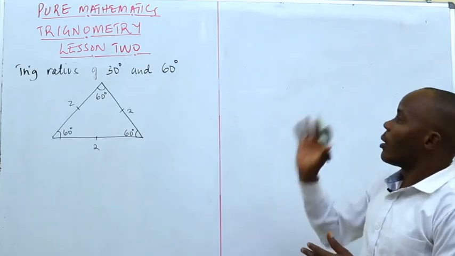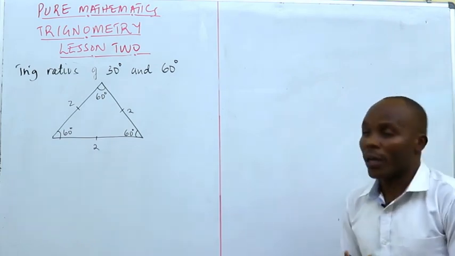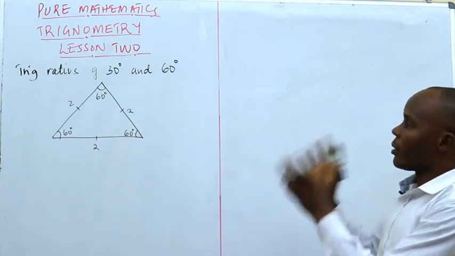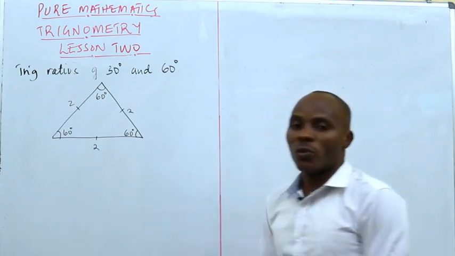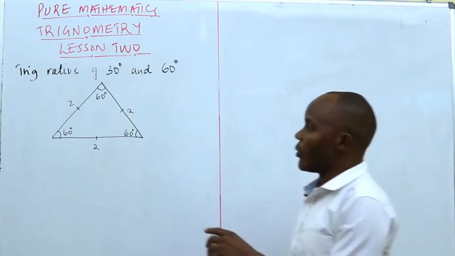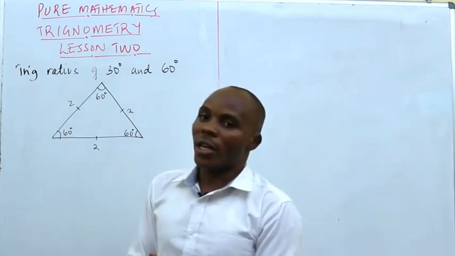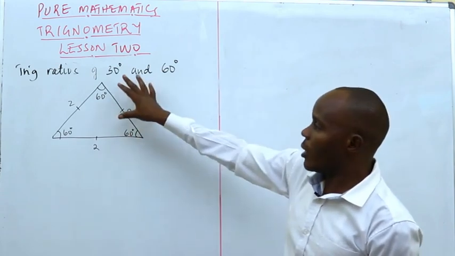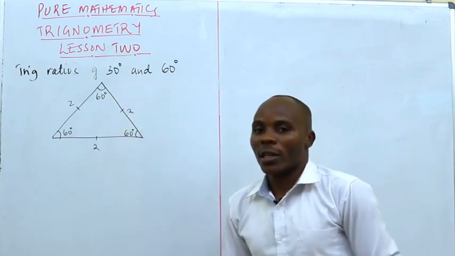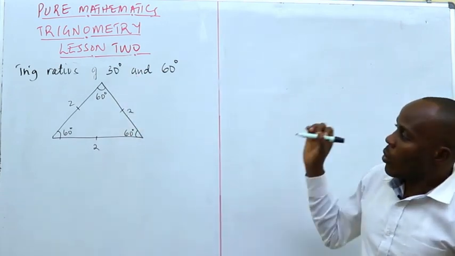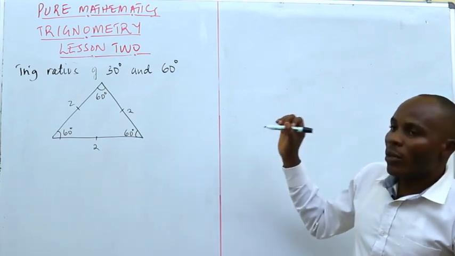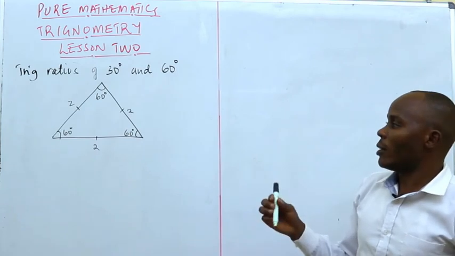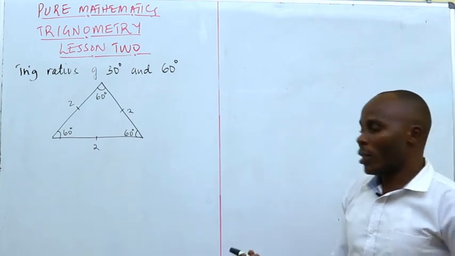Welcome back. We are talking trigonometry as our topic, and we are discussing trigonometric ratios of 30 degrees and 60 degrees. I said consider, and we ended here. We are considering an equilateral triangle of side whose magnitude is 2 units.